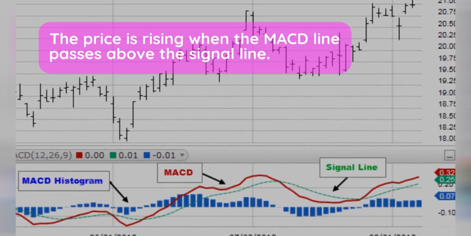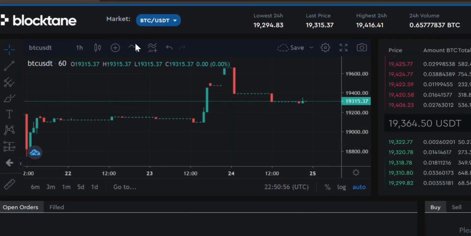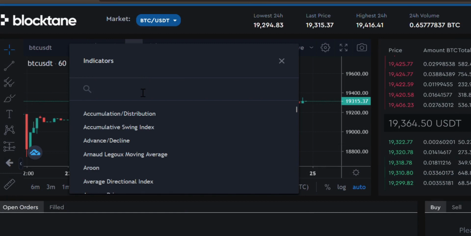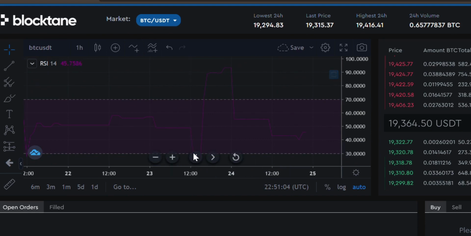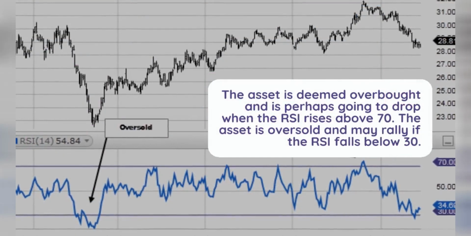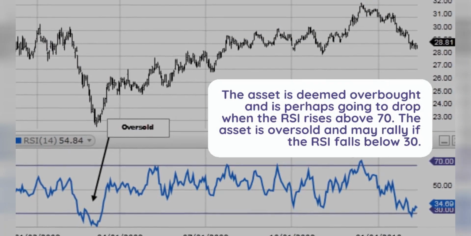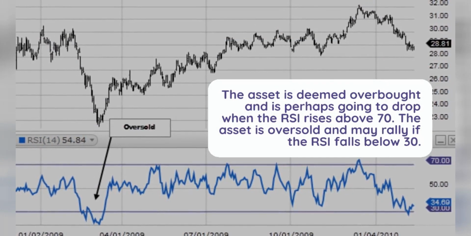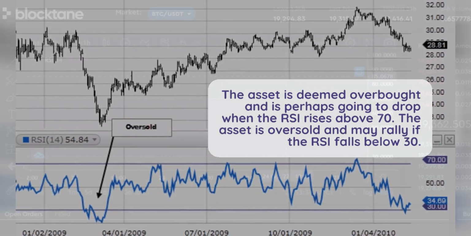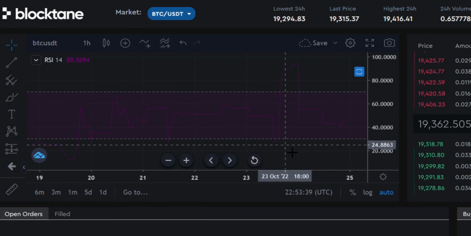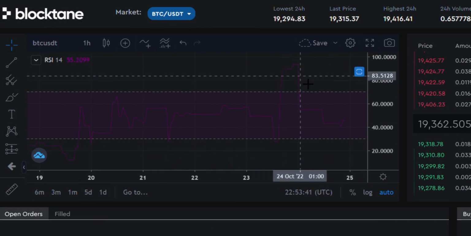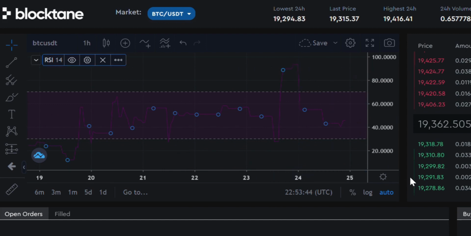Last but not least, Relative Strength Index or RSI measures the speed and magnitude of a security's recent price changes to evaluate overvalued or undervalued conditions in the price of that security. The asset is deemed overbought and is perhaps going to drop when the RSI rises above 70. The asset is oversold and may rally if the RSI falls below 30. Making this assumption is risky, so some traders wait for the indicator to reach a high of 70 and then drop below before selling, or for it to reach a low of 30 and then reach a high again before purchasing.